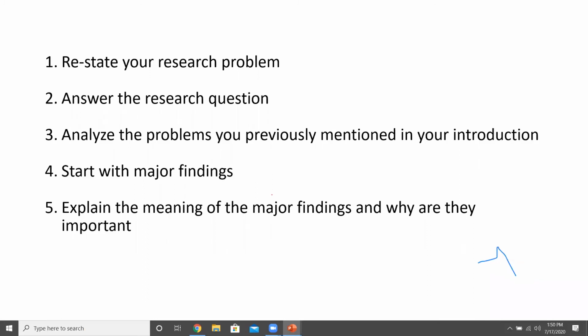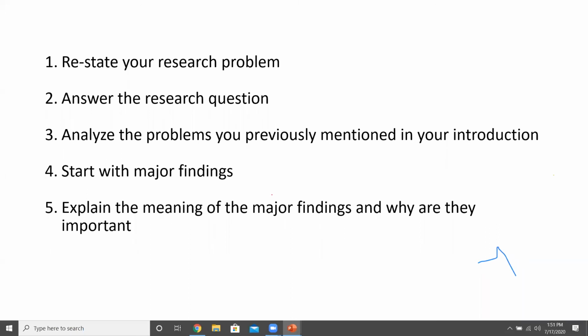Okay, so number 4, start with major findings. In your discussion part, start with major findings. Do not just jump into tiny findings, maybe something about socioeconomic status that's unrelated to anything. I'm not saying these are not important, but maybe they're not important in a very particular research. So don't start with these. Start with the main hypothesis, your major findings for that hypothesis, and then bring on the rest.